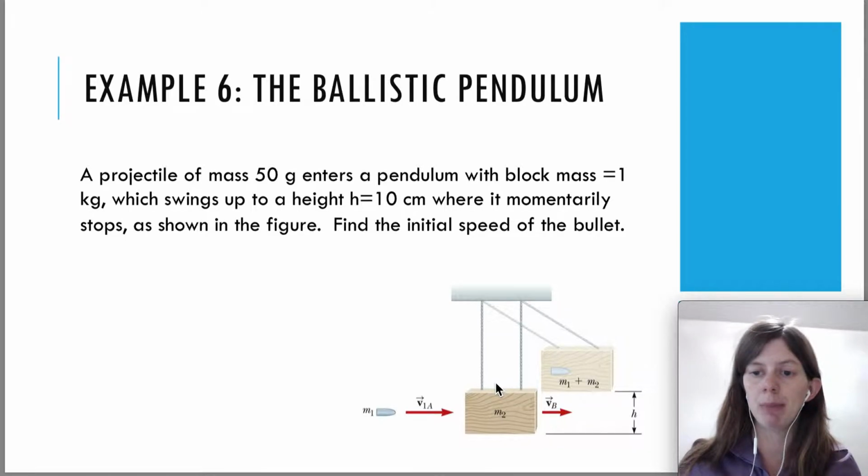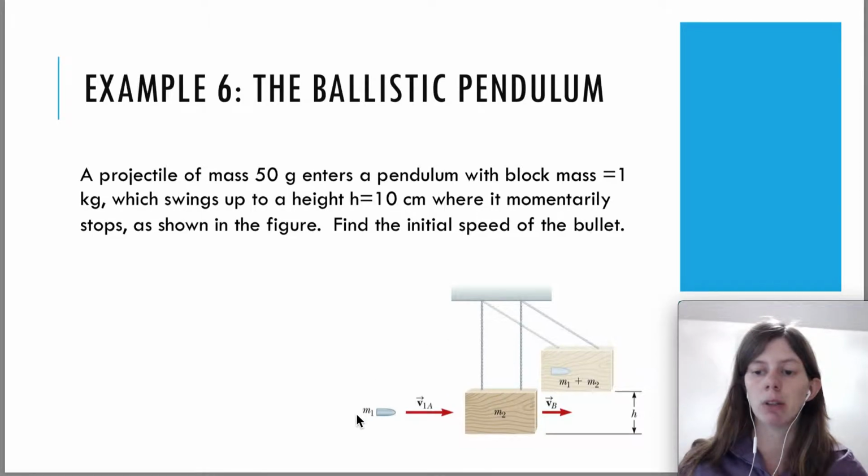A projectile of mass 50 grams enters a pendulum with block mass equals 1 kilogram, which swings up to a height h equals 10 centimeters, where it momentarily stops as shown in the figure. Find the initial speed of the bullet. So you can see what's happening here. You have a bullet that is going into a block, it becomes embedded in there, and then the block and bullet move up together to a certain final height.